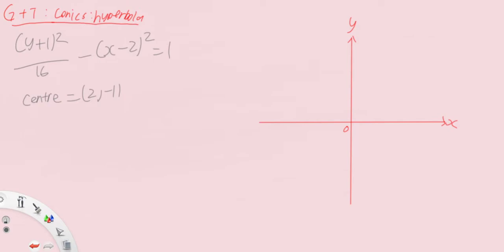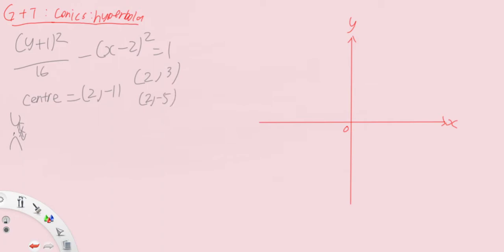And then our vertices are actually affecting the y value now because it's north-south. The center is right here, so the vertical distance is affected, hence the y coordinates are affected. And we have 16, so it's affected by 4 units. As such, we have our vertices at (2, 3) and (2, −5).